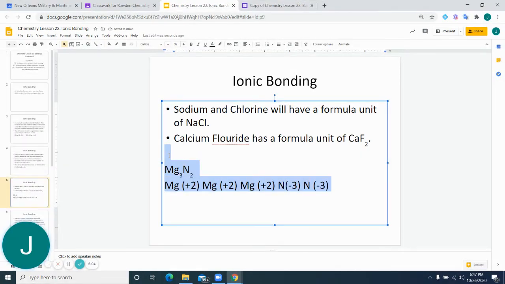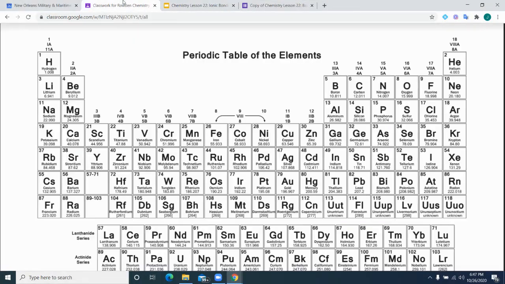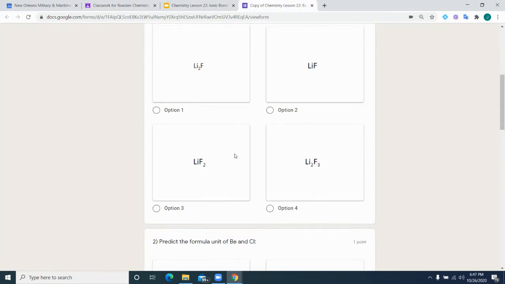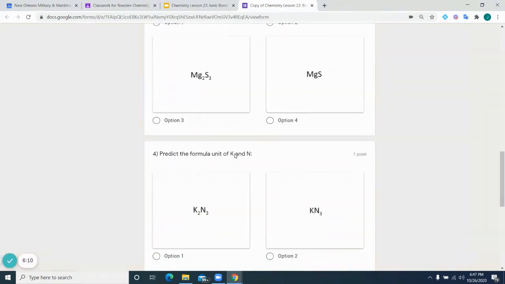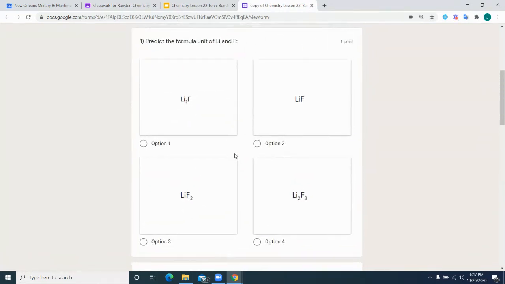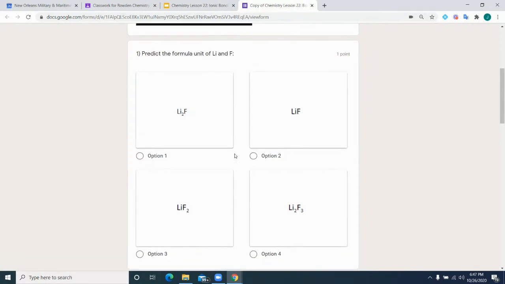Okay. So now I want you to pull up your periodic table if you need to, and try to do these first 4 questions where you predict the formula units. So press pause, try them yourself, and then I'll go through them with you.